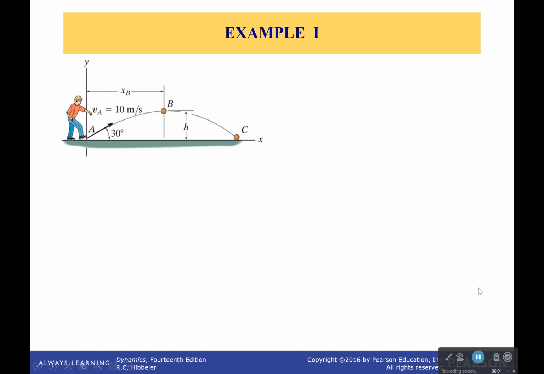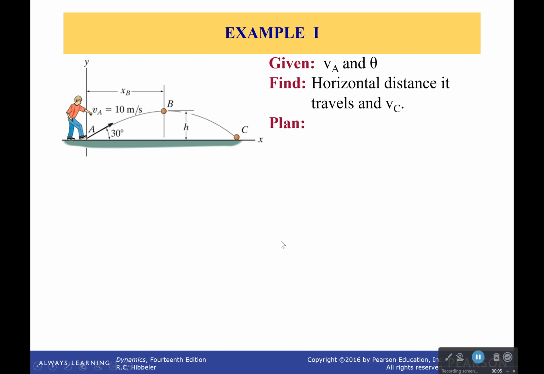Hello everyone, welcome back. So now we're going to try an example. It's a very simple one, just a boy kicking a ball, or a girl kicking a ball. We want to figure out the horizontal distance it travels, as well as the velocity when it comes down at point C. We know what the velocity is at A, and we also know what the angle is at A. So let's see if we can figure out this problem.